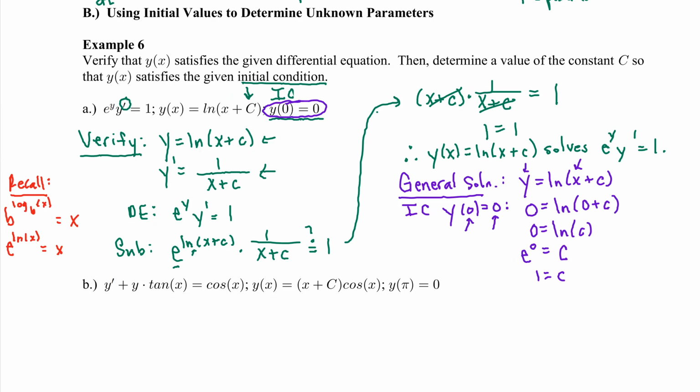Running out of room here, so I'm going to borrow this space up here. We can say, therefore, the particular solution, we're going to go back and replace this c with what we found, natural log of x plus 1. So the particular solution then satisfies the given initial condition. Remember, the general solution yields a family of solutions. The particular solution is one member of that family.